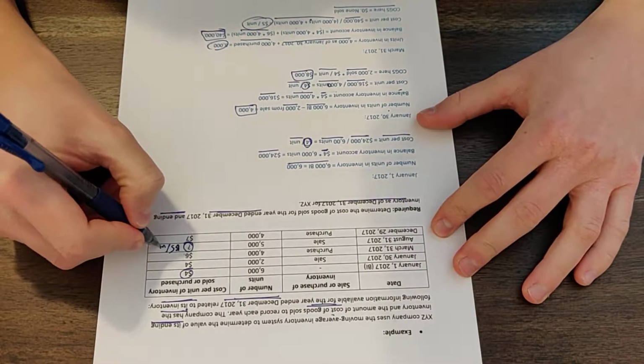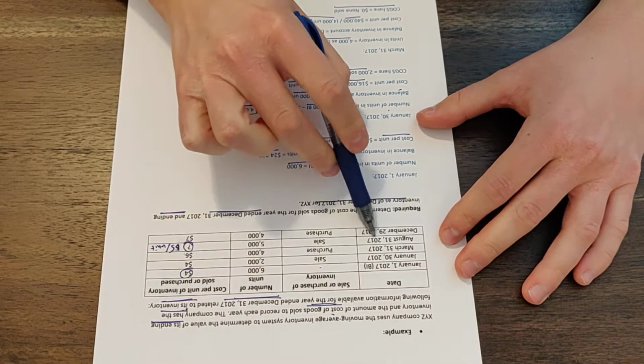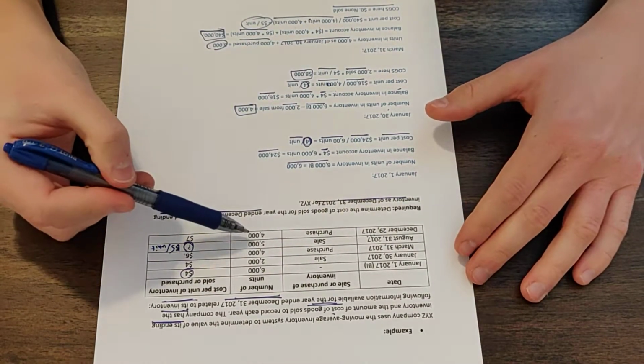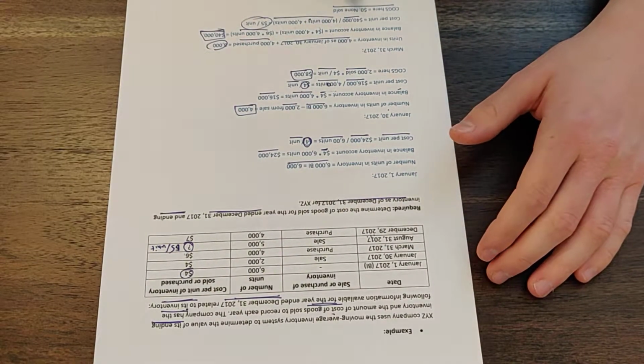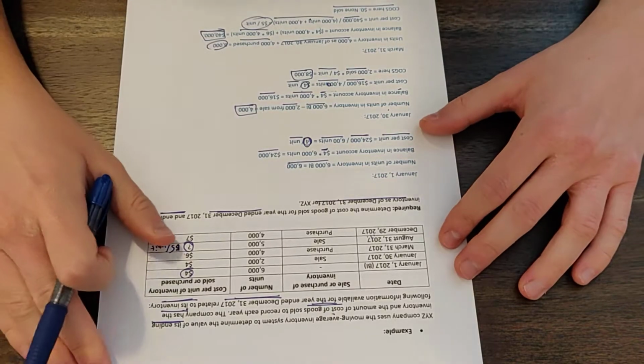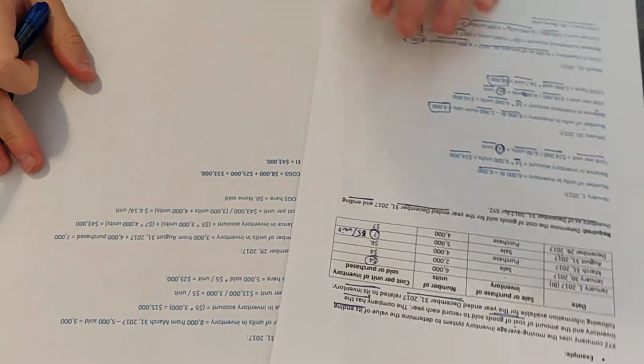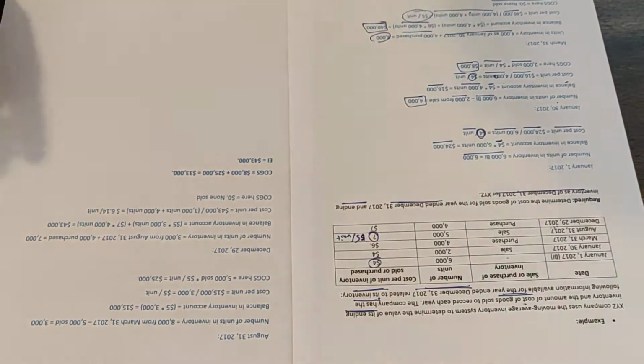This is $5 a unit because now we know that our next sale is going to be on August 31st, and we're going to be selling the units from the March 31 inventory that are $5 a unit. Okay, so now let's just get both pages in here, make sure we have all the information we need.